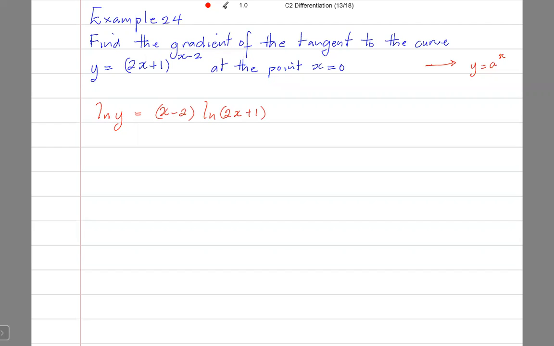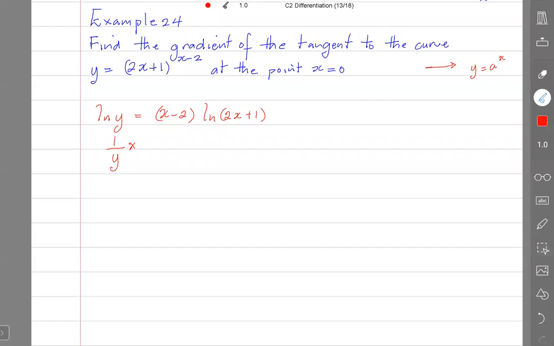Now I'm going to differentiate. On the left, I'm differentiating ln y with respect to y. If I differentiate ln y, I'm going to get 1 over y, and I have to multiply by the differential of the inside function, which is dy by dx. The inside function is y, and when I differentiate y, I get dy by dx. So that is the left.